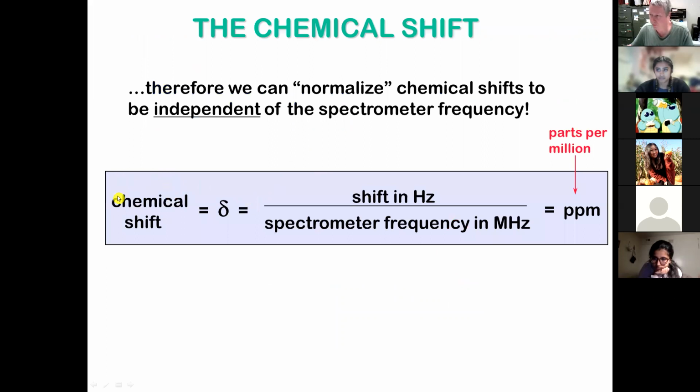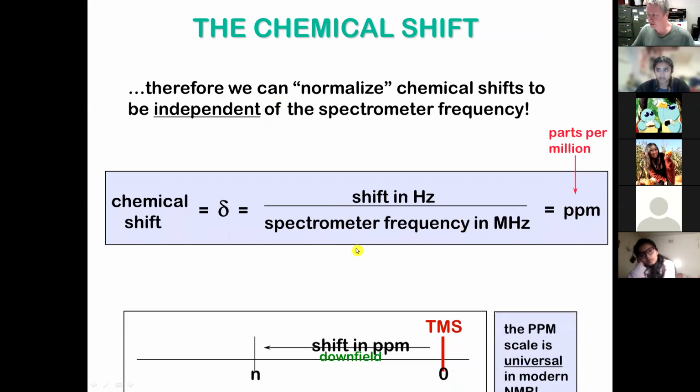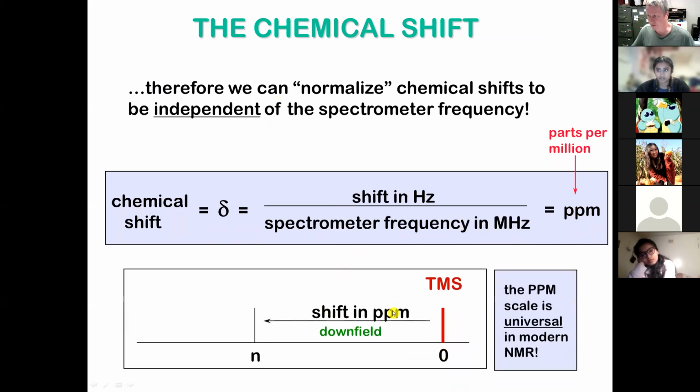There's this formula: the chemical shift, which is basically the x-axis, is called delta. It's the shift in hertz divided by the spectrometer frequency. That gives us a universal x-axis called ppm. Everybody on this planet that does NMR uses this, and it's great because every NMR has this consistent x-axis. So we normalize the chemical shift to be independent of the spectrometer frequency. This is all done by the computer. You don't have to calculate this; it's done automatically. Now we have a universal shift in ppm.